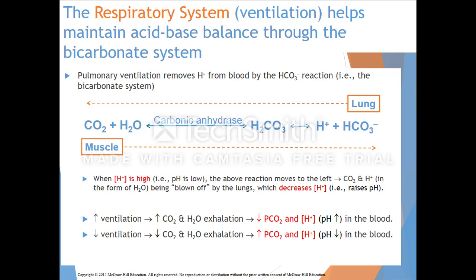In contrast, if you decrease ventilation, or if you're not breathing out as much, you're going to decrease your removal of carbon dioxide and hydrogen ions in the form of water. This is going to allow partial pressure of carbon dioxide, or the concentration of carbon dioxide, to drift up in the blood. It's also going to allow the concentration of hydrogen ions to drift up in the blood, or effectively lower the pH of the blood. And that's really the gist of the respiratory system. So breathing helps to maintain hydrogen ion concentration.